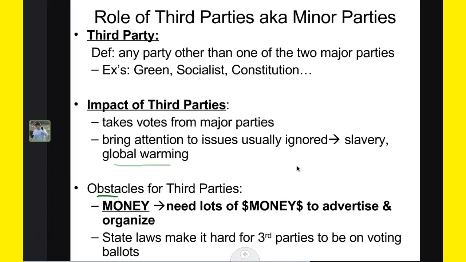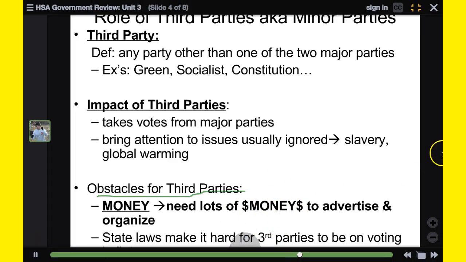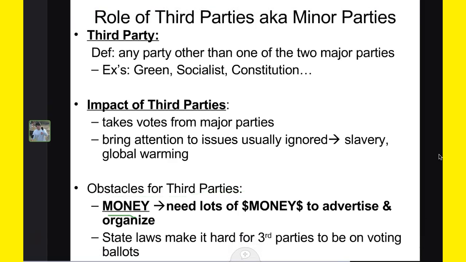One of the obstacles of third parties, obstacles meaning something that gets in the way that prevents you from winning, the most important obstacle is money. Money is important, as we'll talk about, for advertising and organizing and hiring good people to run a good campaign. You need lots of money to be successful in American politics. Third parties, because they don't have many supporters, they don't have much money.